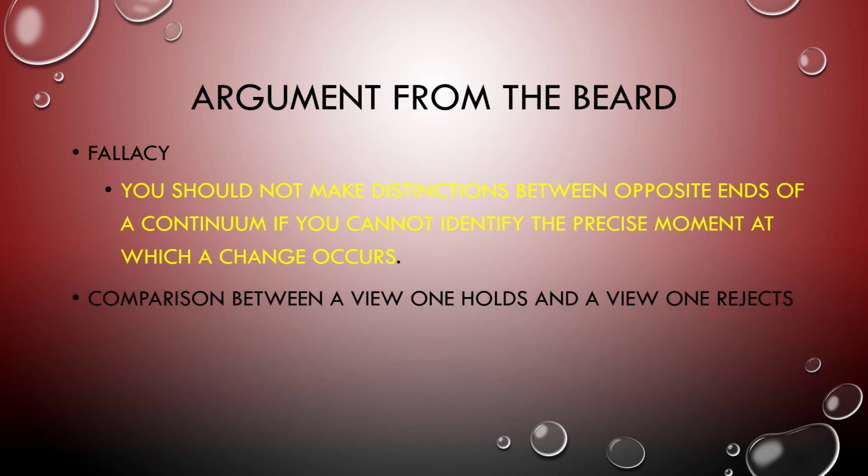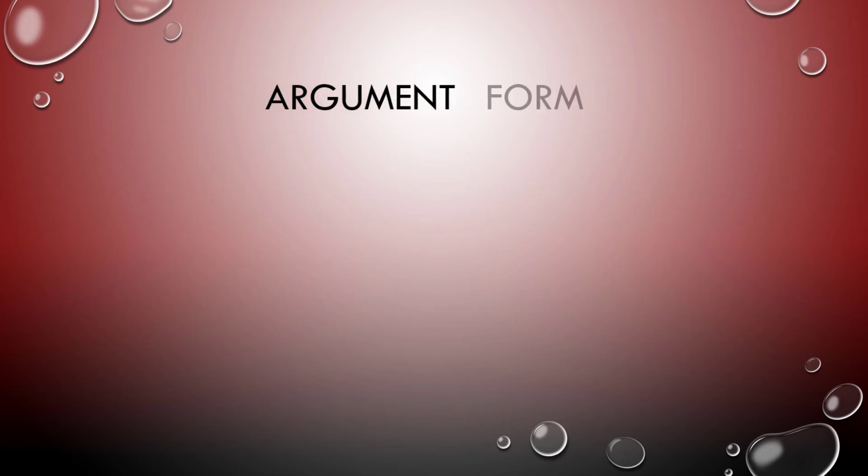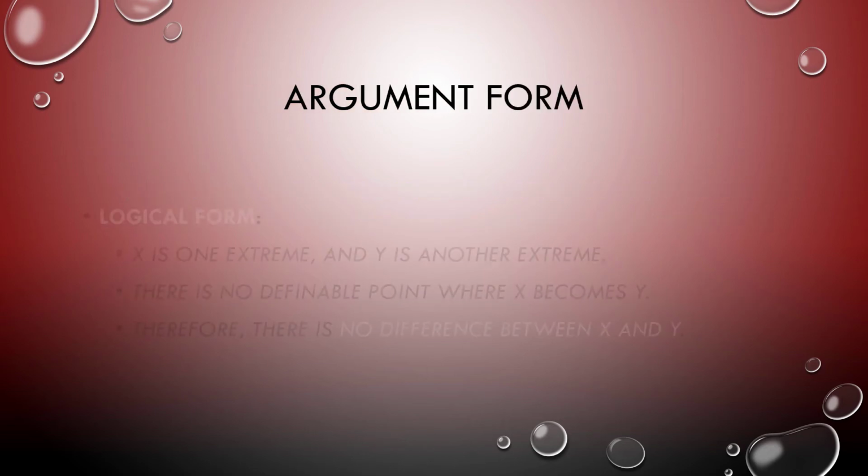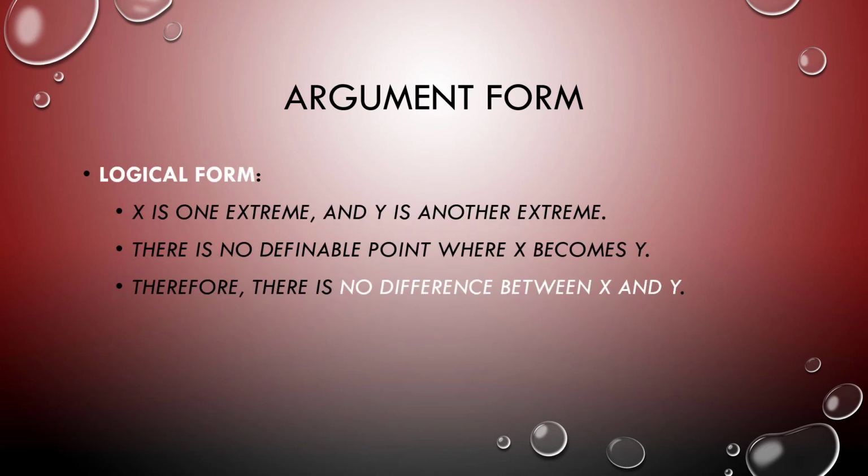It makes a comparison between a view one holds and a view that one correctly rejects. The argument is: reject or accept X because it only differs in degree from Y, which you already reject or accept. And if we want to look at it in some type of structure, you could say the argument has this particular form. X is one extreme, Y is another extreme. There's no definable point where X becomes Y, therefore there is no difference between X and Y.